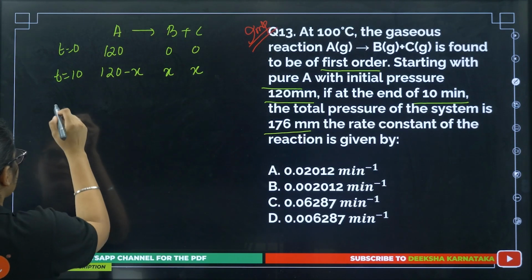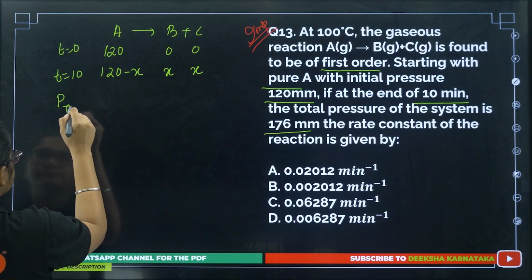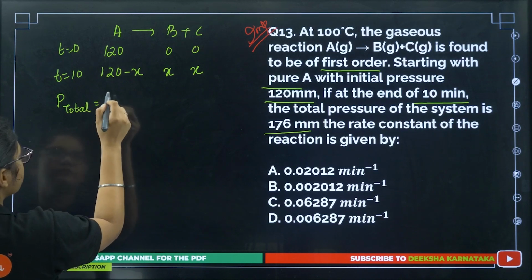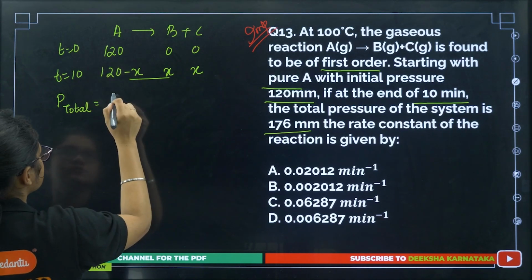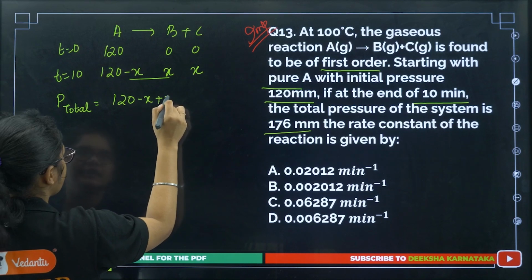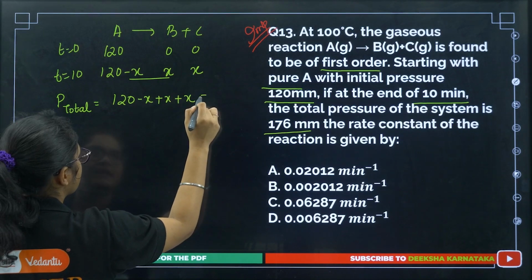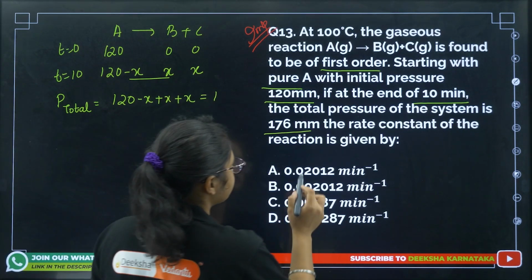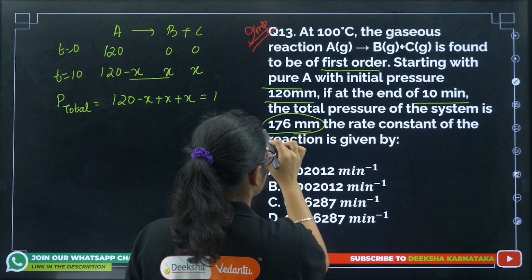Now if I want to calculate the P total, it will be the addition of these. So 120 minus x plus x plus x. So that is equal to, what is the total pressure given to you? Total pressure is 176.